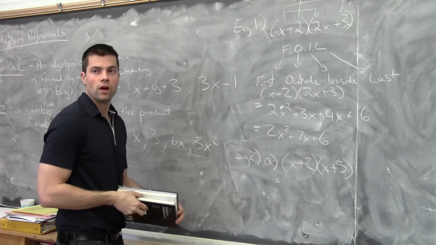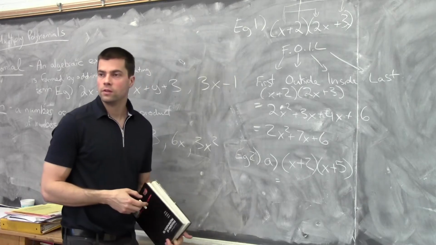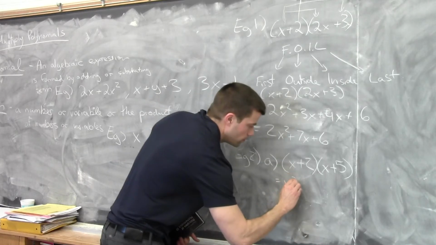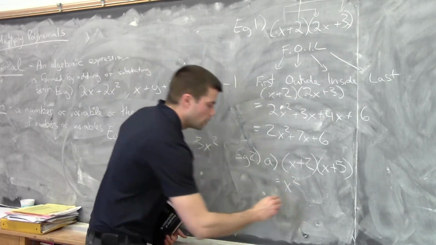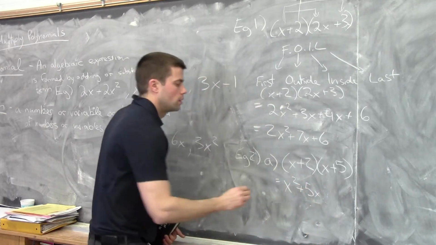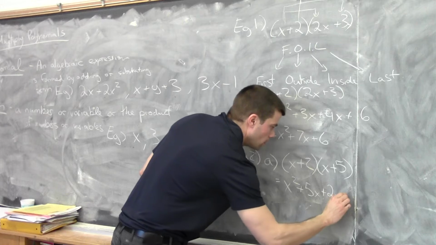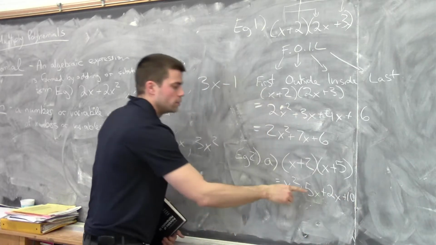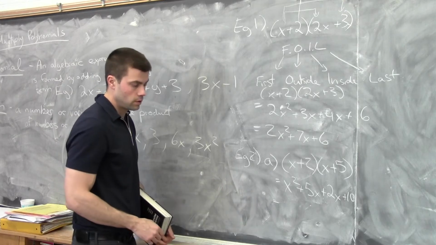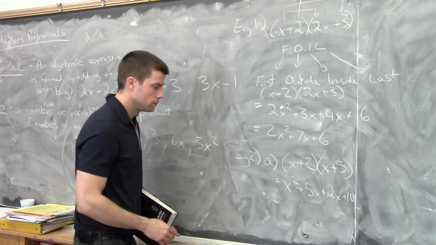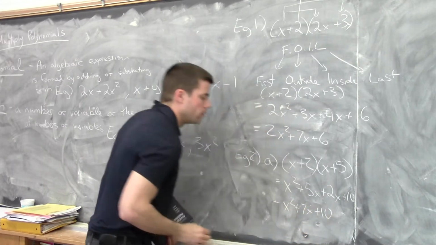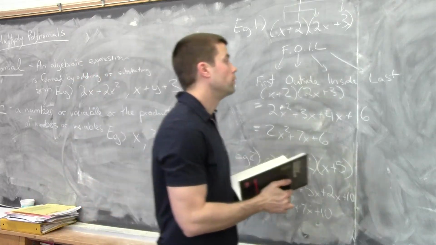(x + 2)(x + 5). Anybody want to try this one out? Steven, give it a shot. It would be x squared, plus 5x, positive, plus 2x, plus 10. Okay, and then you simplify. Gather like terms: x squared plus 7x plus 10. Done. Good. Moving right along.